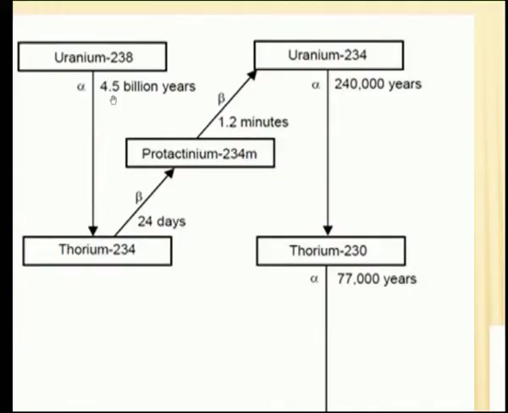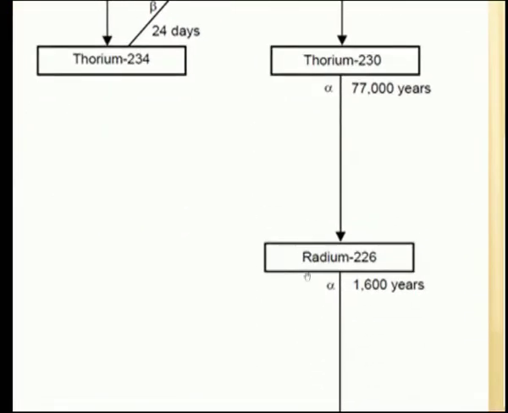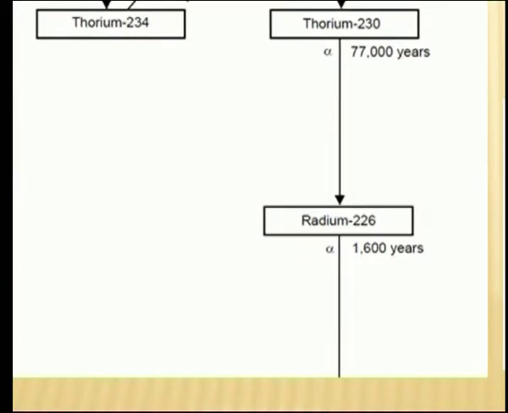Uranium-238 after 4.5 billion years gets transformed into thorium, then protactinium, then uranium-234, then this uranium-234 goes to thorium-230 after so many thousands of years, then this thorium after alpha decay goes to radium. What I would like to tell you is it takes a very long time, and this goes on until you reach a stable state.